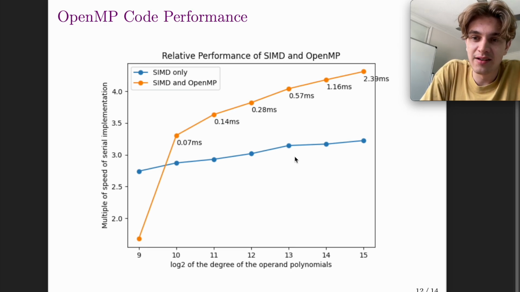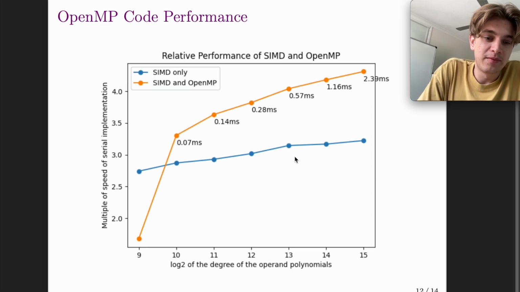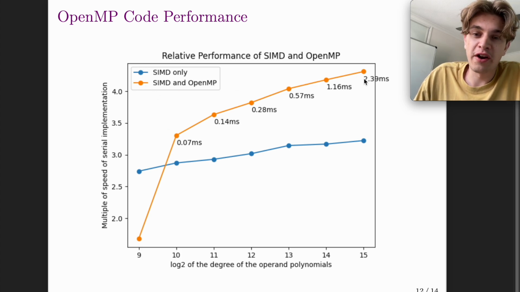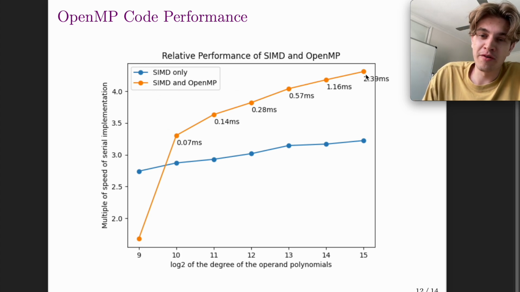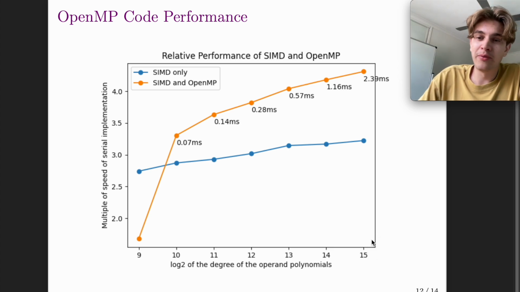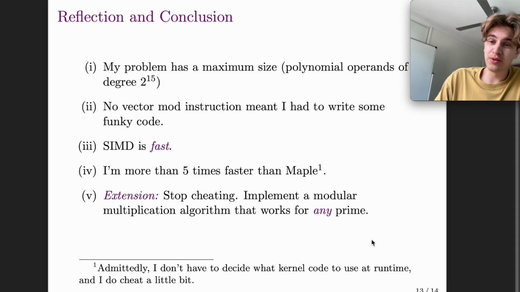So once I'd done that with my OpenMP, I've plotted another chart. This blue line was my best AVX only implementation that we looked at earlier. And now this orange line is that plus the OpenMP stuff. And so we get up to more than a 4 times speed up in the best case over my serial code. And now I'm down to less than 2.4 milliseconds per multiplication of polynomials of degree 2 to the power of 15. This is really fast because Maple is about 13 milliseconds. So yeah, I was very happy with that.